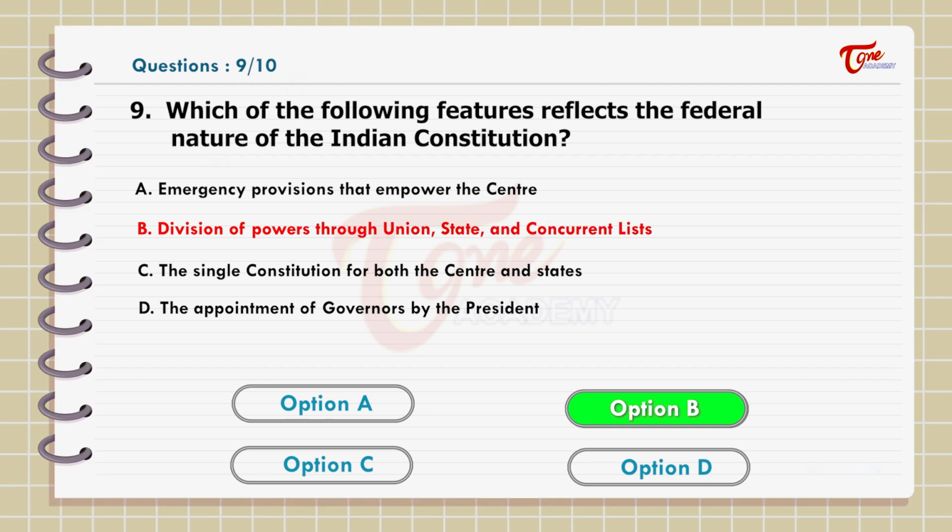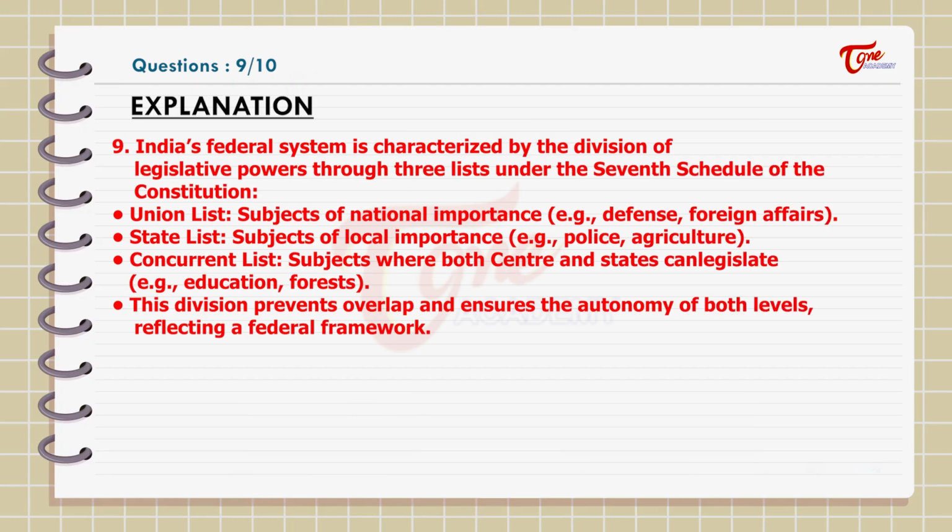Option B. India's federal system is characterized by the division of legislative powers through 3 lists under the 7th Schedule of the Constitution, such as Union List, State List, Concurrent List. Union List includes subjects of national importance, State List includes subjects of local importance, and Concurrent List includes subjects where both centre and states can legislate, for example, education, forests, etc. This division prevents overlap and ensures autonomy of both levels, reflecting a federal framework.